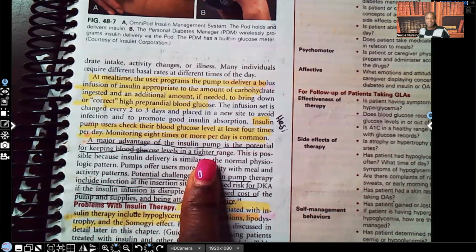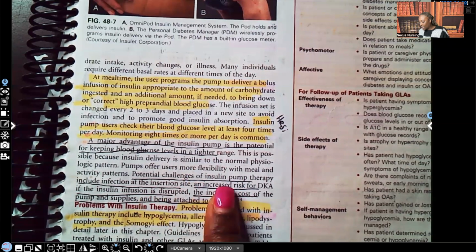So an insulin pump is not for everyone. An insulin pump is for someone who's disciplined and is willing to be disciplined, willing to learn about the carbohydrates and glucose, and willing to check that blood glucose very often to keep that tight range, okay?